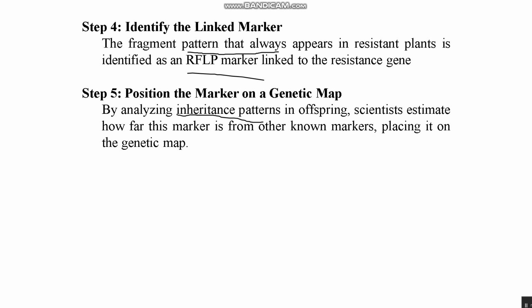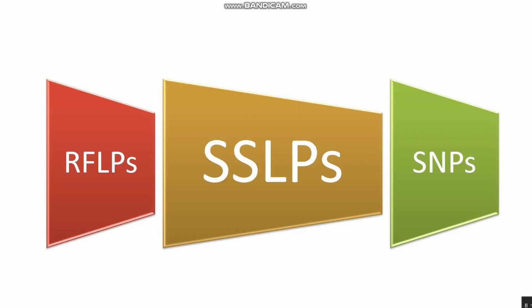It means if they are inherited together, these genes are very close to each other, and by this we locate the genes. Scientists estimate how far these markers are from the known markers, and by placing it on the genetic map, we can locate the genes.